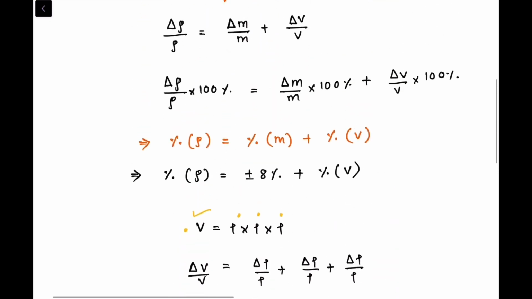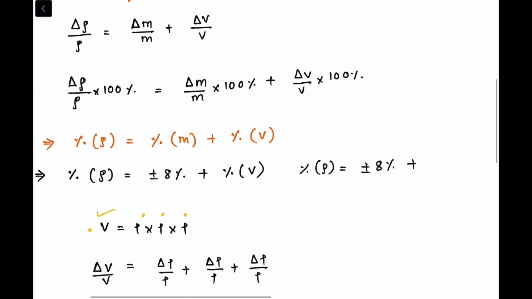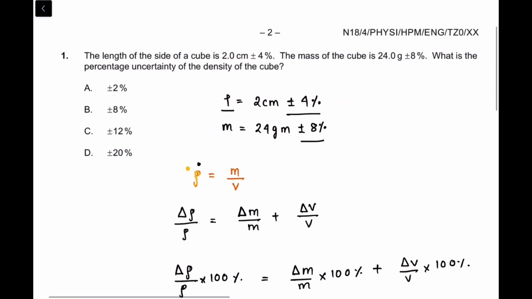Now put this in this equation. The percentage error in our density would be equal to plus minus 8% plus the percentage error in volume, plus minus 12%. So the percentage error in density is equal to plus minus 20%. So it is option D. I hope you got the question.